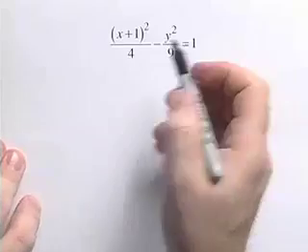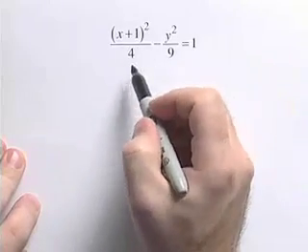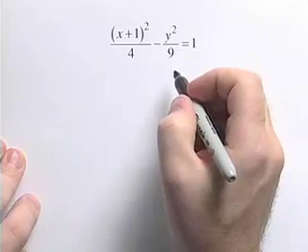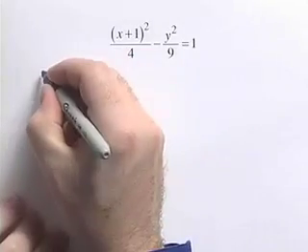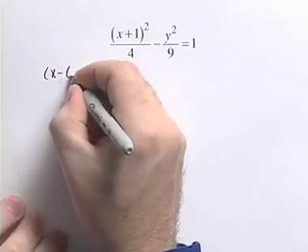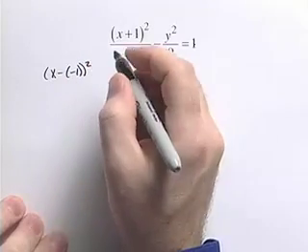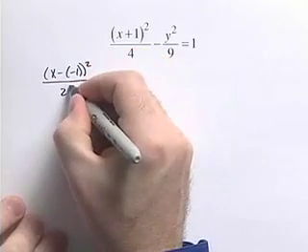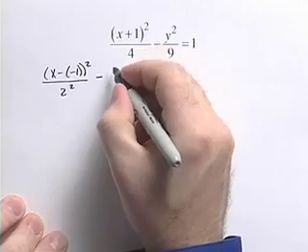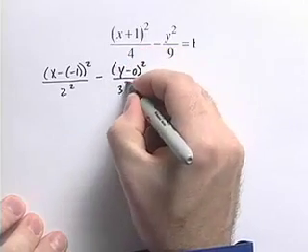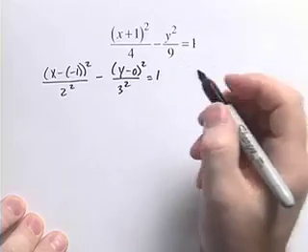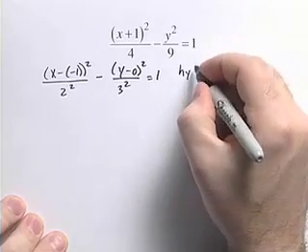For this problem, we need to identify the conic and then provide some information about that conic. We have (x + 1)² divided by 4 minus y² over 9, and that equals 1. If we rewrite this as (x − (−1))² divided by 2² minus (y − 0)² over 3² is equal to 1, we'll see that we have the form of a hyperbola.